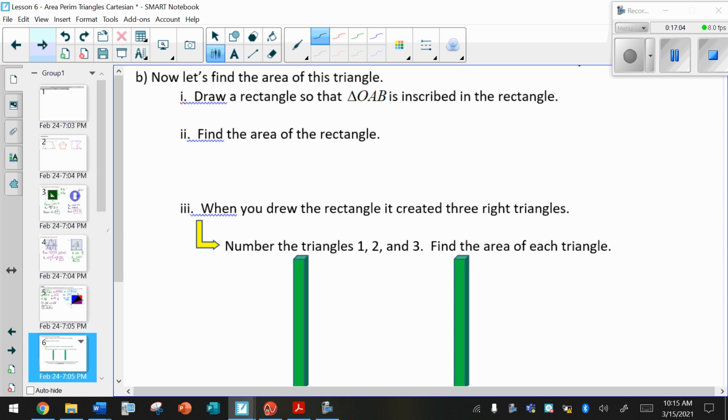So I did the rectangle around triangle OAB and inscribed, find the area of the rectangle. Very simple. Area of a rectangle is base times height. If you go back to your graph, you can count that the base has a length 5, your height has a length 4, so the area of the big rectangle is 20 square units. When we drew the rectangle, we created the three right triangles. Number the triangles 1, 2, and 3 and find the area of each triangle.